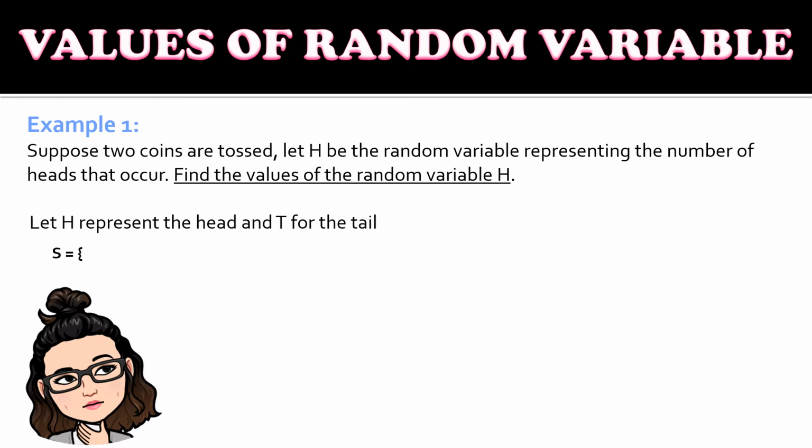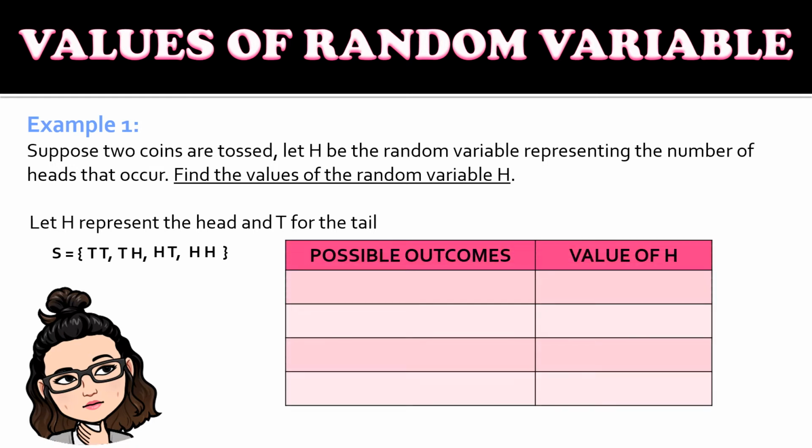For our sample space or outcomes, the first coin could be a tail, and the second coin could also be a tail. So we have tail and tail. We could also have tail and then head, head and then tail, and both heads. To tabulate, we have the possible outcomes on the left side and the value of H on the right side.